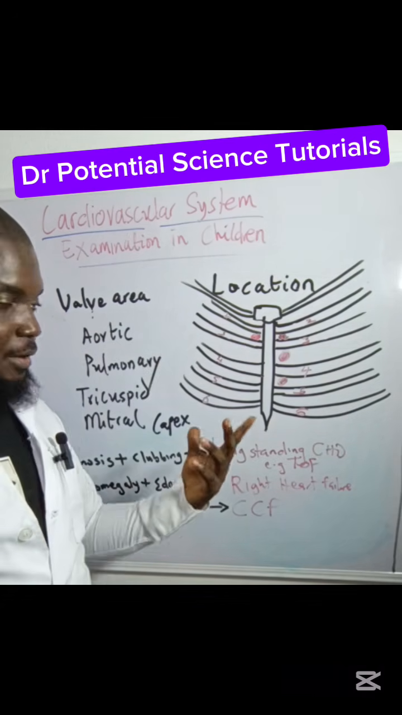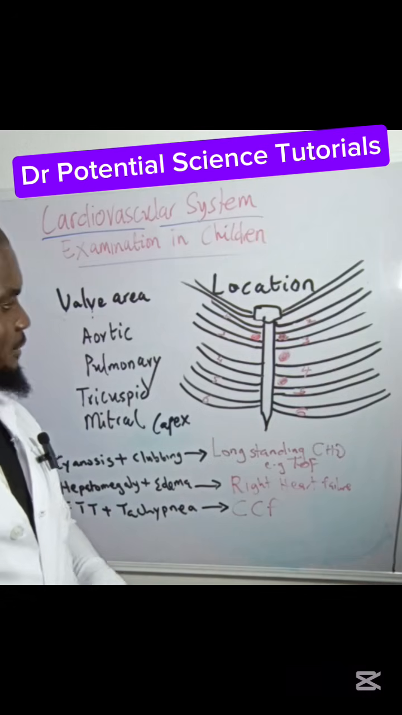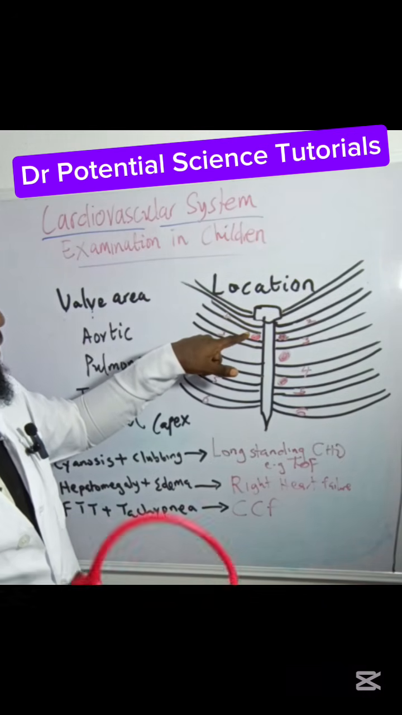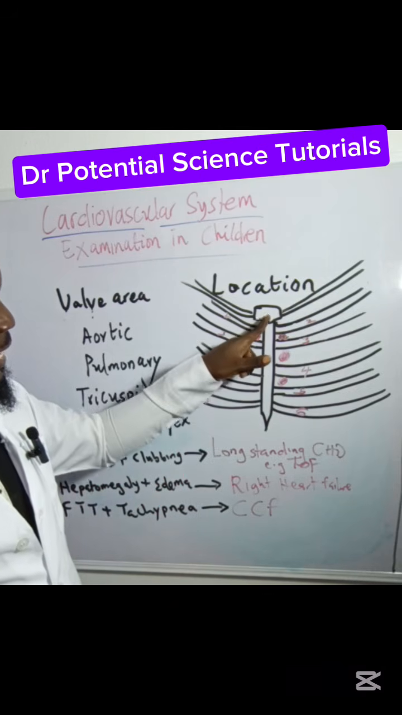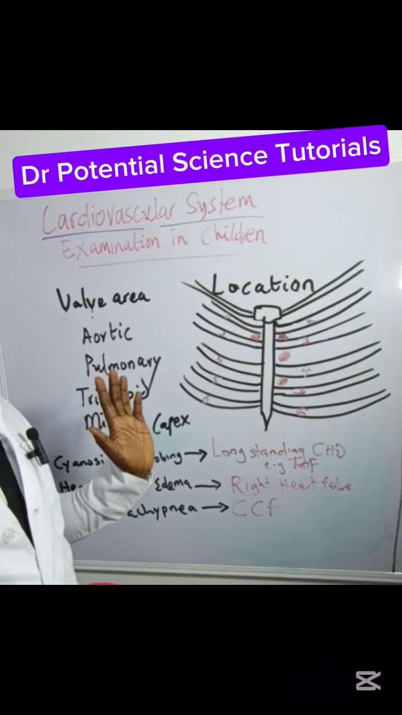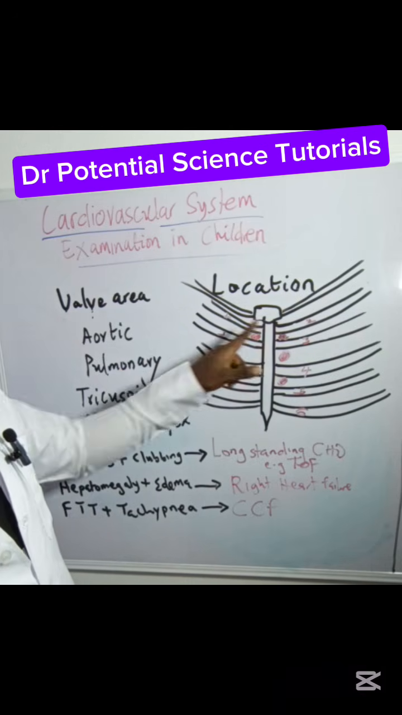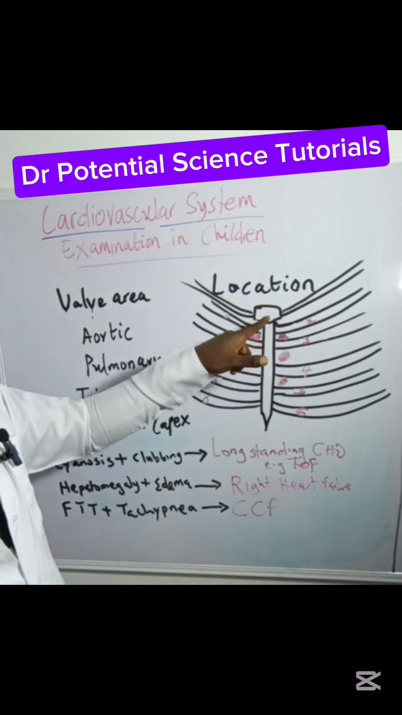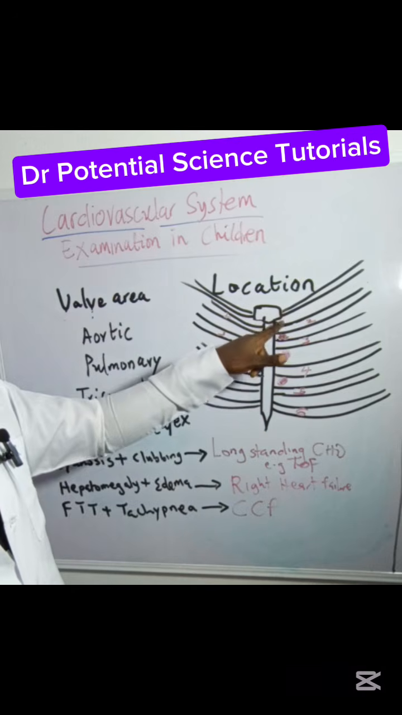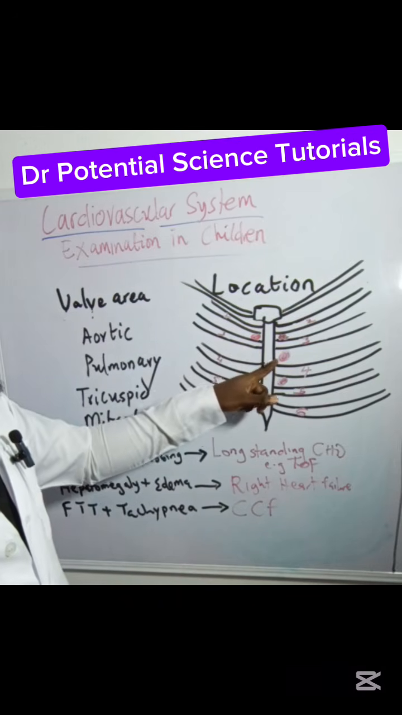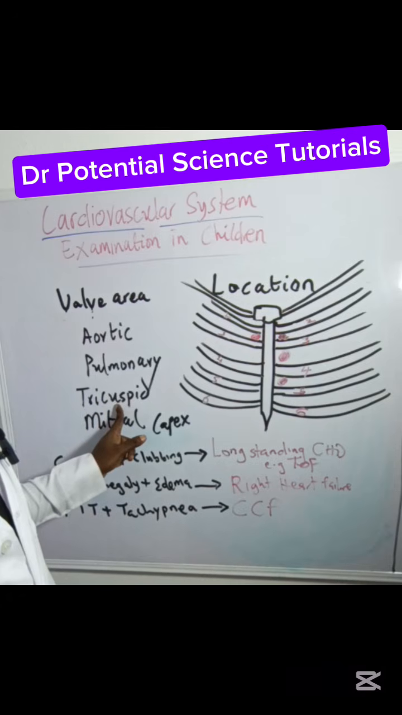Where is it felt? In your exam, if you are asked, just say second right intercostal space, lateral to the sternum. That is the answer. The second valve is the pulmonary valve. Where can it be felt? At the second left intercostal space, just lateral to the sternum. For the third valve, tricuspid.